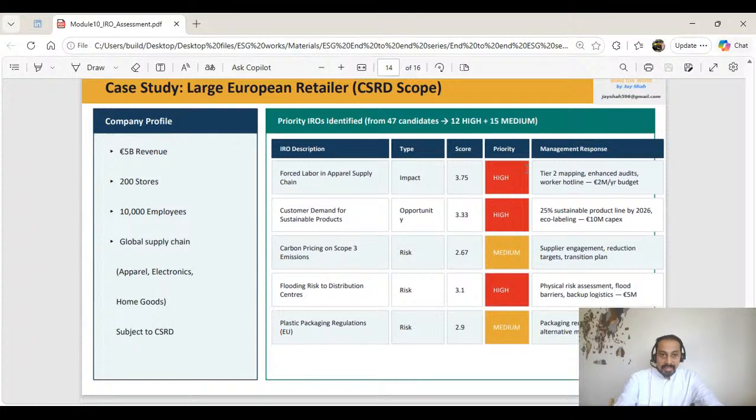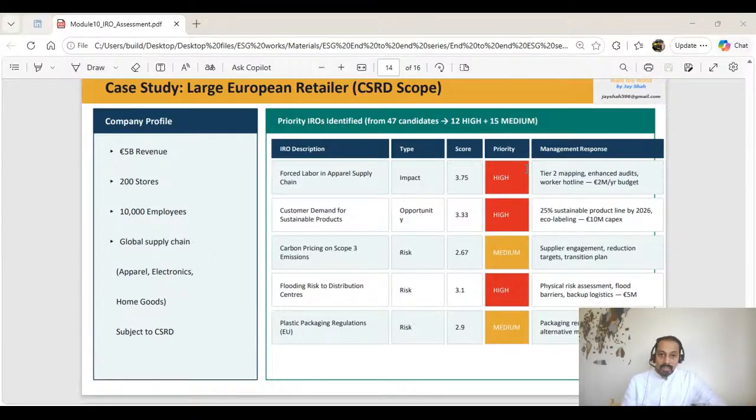Now we will see the case study of a large European retailer that is part of the CSRD scope. So, putting it all together, a worked example that I have considered here. Now let's see how everything we have covered plays out in a real-world scenario. I want to walk you through this case study: a large European retailer subject to the CSRD.